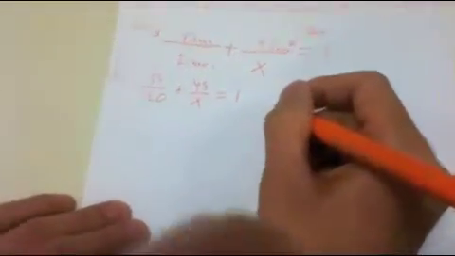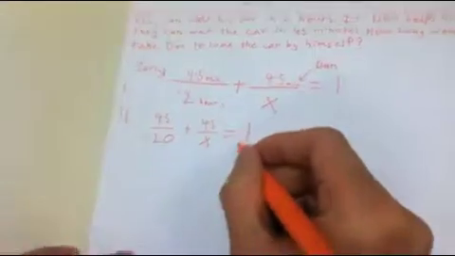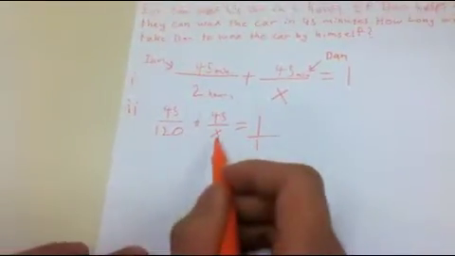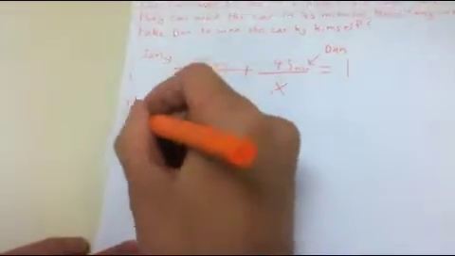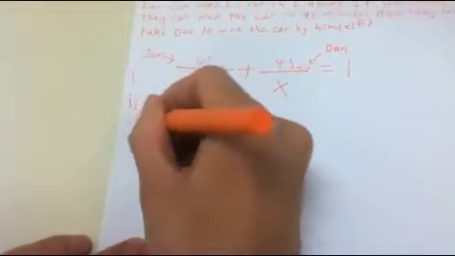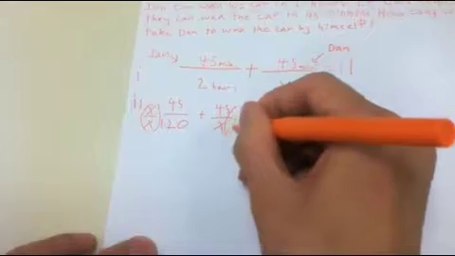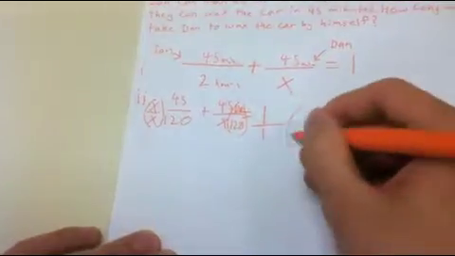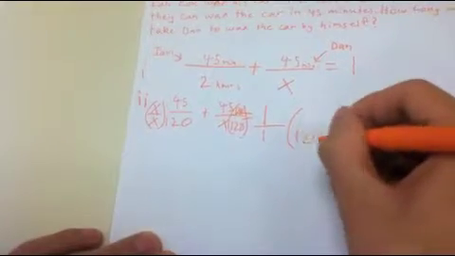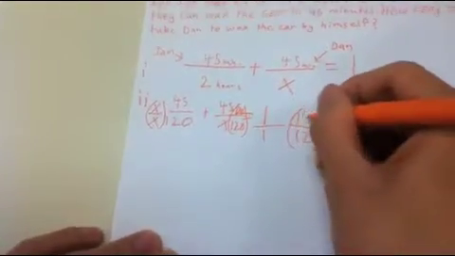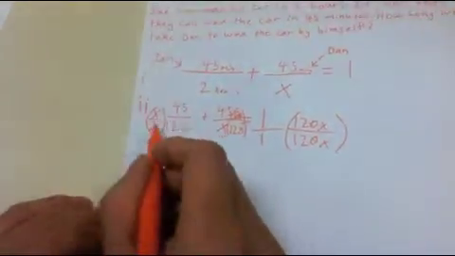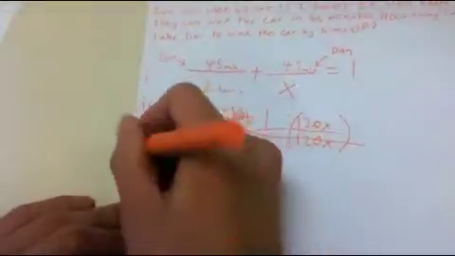We must now find a common denominator. So as we can see, the common denominator will be 120x. So we can multiply by 1 this side, x over x, and this side by 120 over 120, and this side by 120x over 120x. Now that we have a common denominator, we can go ahead and cross the denominator out.